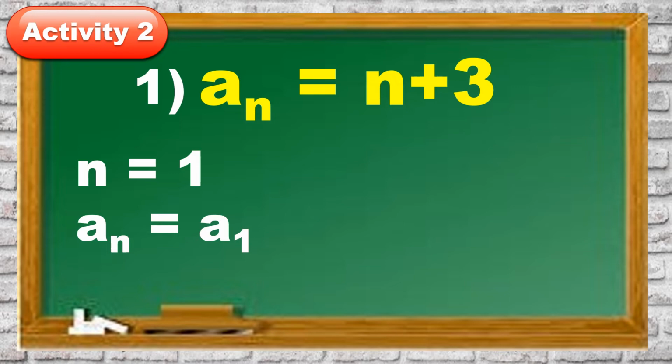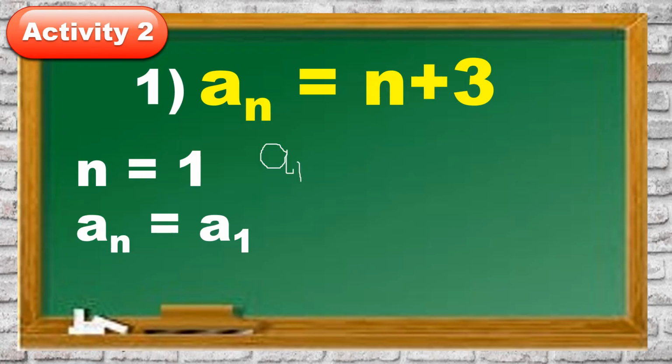Now, we will solve the first term from the given equation. Since first term ang hinahanap natin, so a sub n will be equal to a sub 1. And ang n doon or ang number of term natin ay isa or 1. Susundan lang natin yung formula na binigay at papalitan natin yung mga values na meron tayo. So, a sub n will become a sub 1.